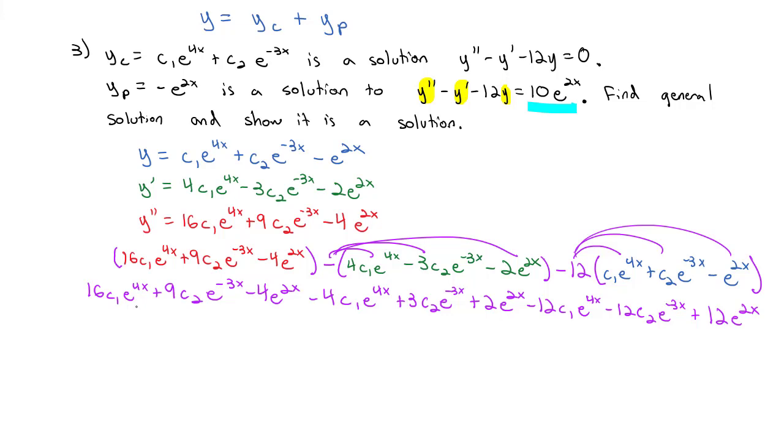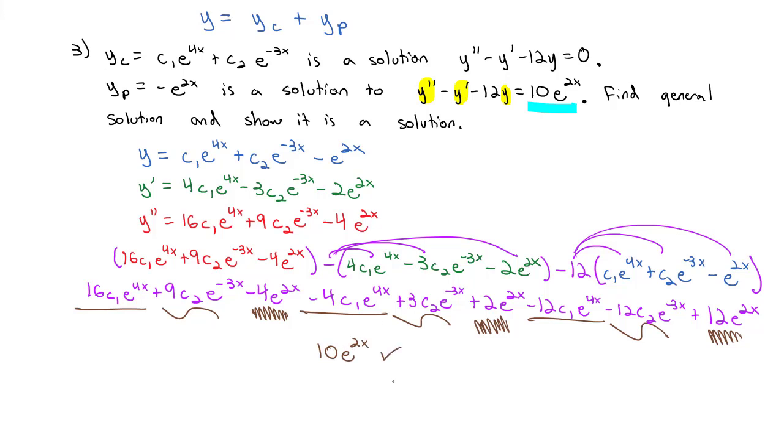And very similar to last time, as we combine like terms, the e to the 4x's, we've got 16c1 minus 4c1 minus 12c1 is 0. We have 9c2 on the e to the negative 3x: 9 plus 3c2 minus 12c2 is 0. And on the e to the 2x's, we've got negative 4 plus 2 plus 12 is 10 of these e to the 2x's, which checks out just like we wanted.